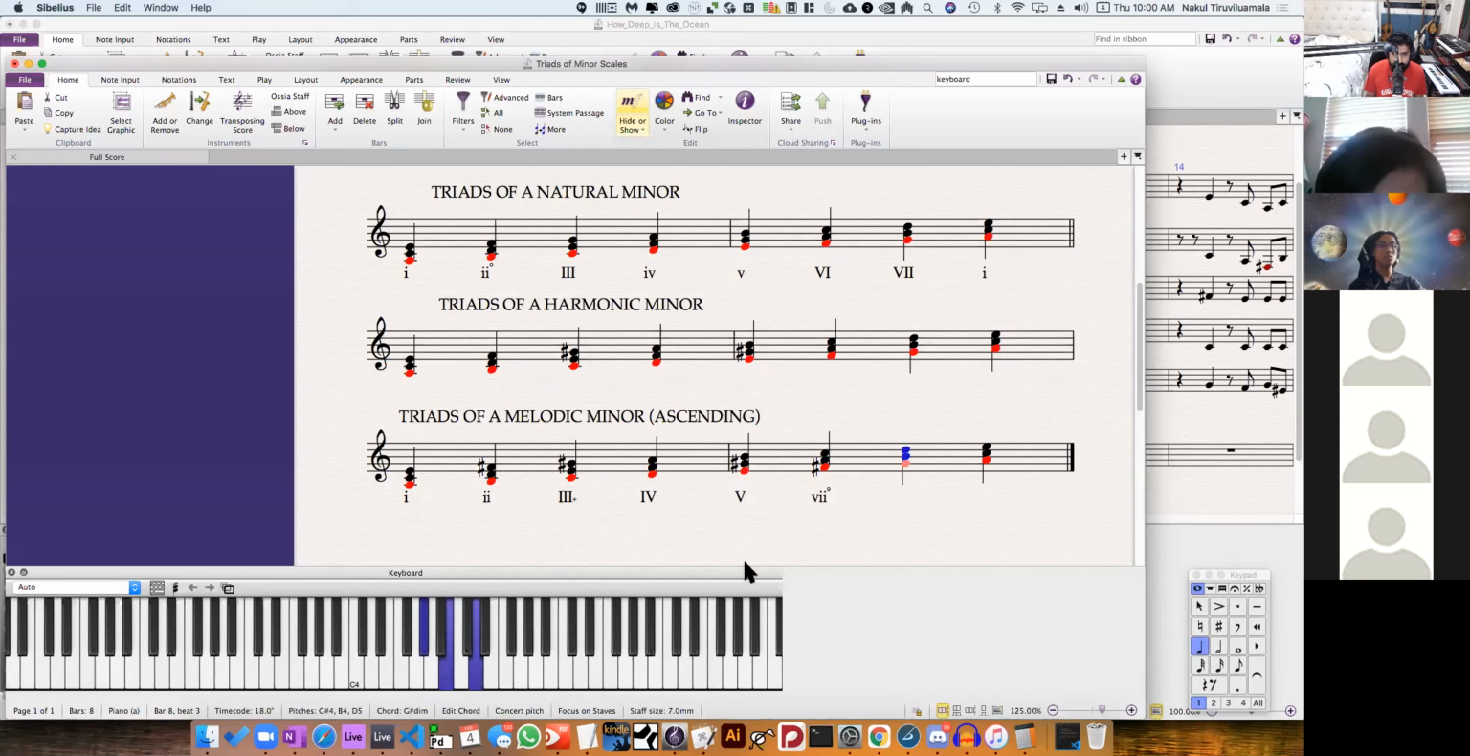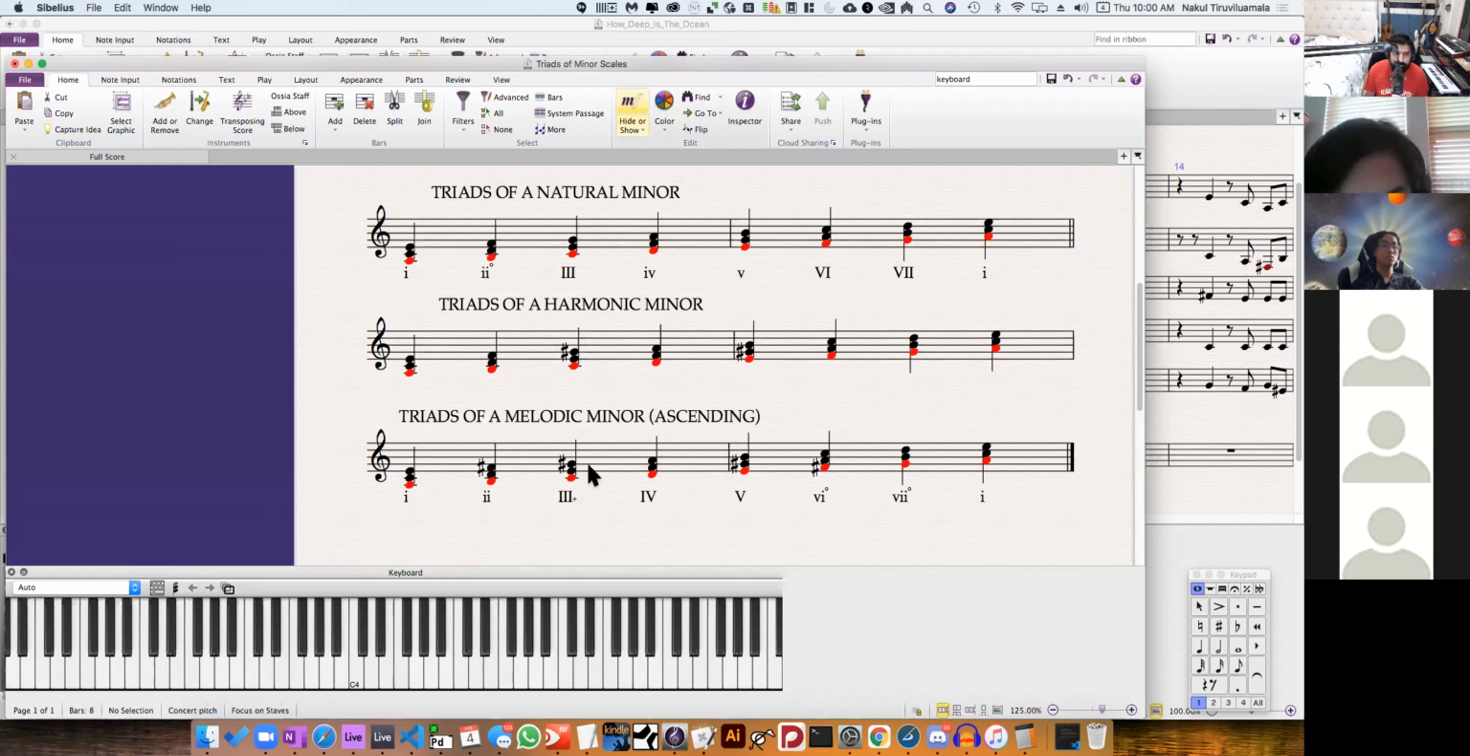This happens to be... Is the diminished a 6 or a 7? Thanks for catching that. I said I'm going a little faster here, and I shouldn't be going faster because I'm making mistakes. So right here, that's a 6 chord, diminished. Thanks for catching that. And then this one right here is also a diminished chord. And then after that, we're back to a 1 chord, okay?